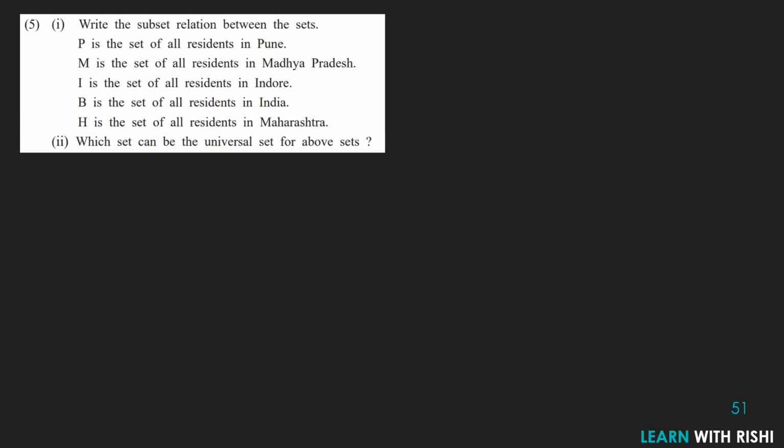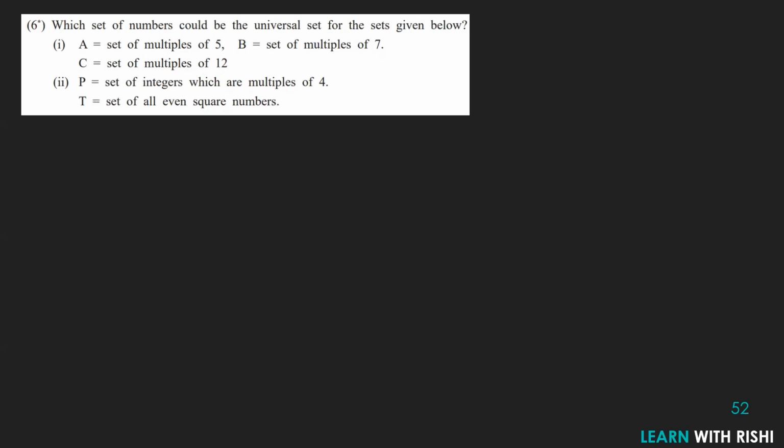Let us move towards the next question. Question number 6. Which set of numbers could be the universal set for the sets given below? We need to determine the universal set for the given sets. Question number 1. There are 3 sets given. Set A is multiples of 5, set B is multiples of 7, and set C is multiples of 12. Now we have to determine the universal set. First, we'll write all the 3 sets in roster form. Okay, so let us write. Question number 1.